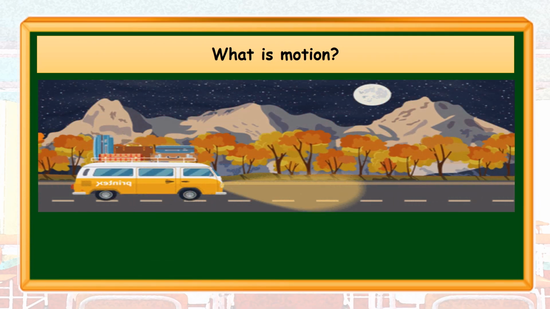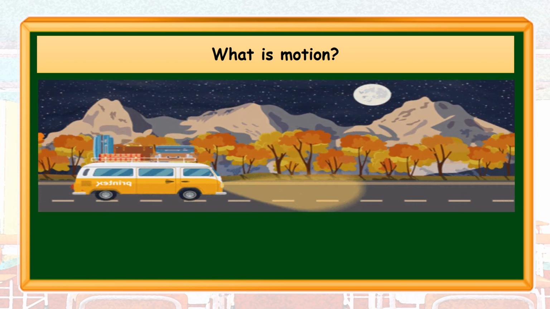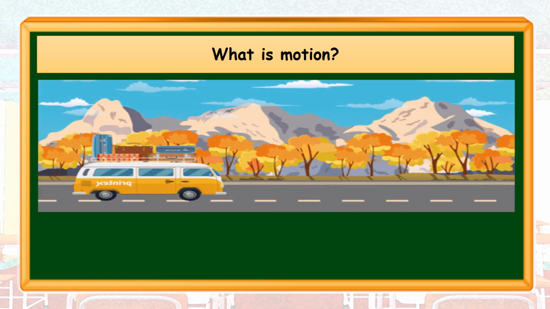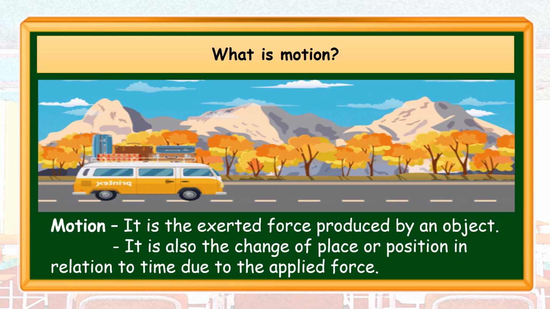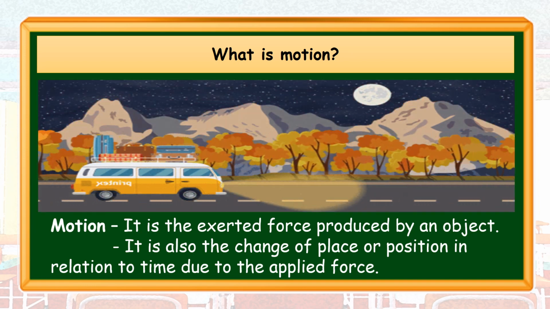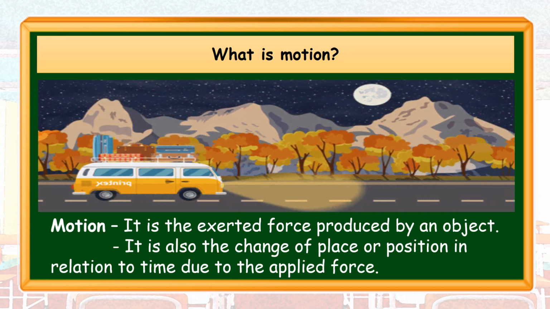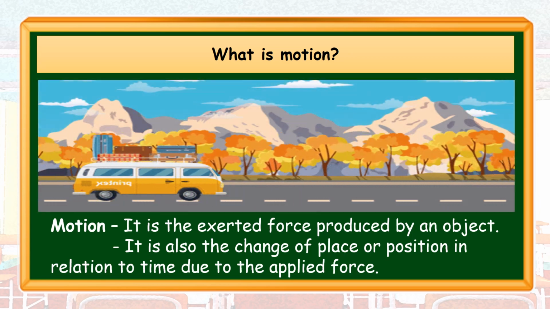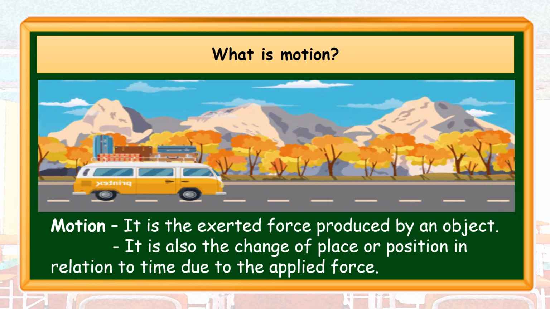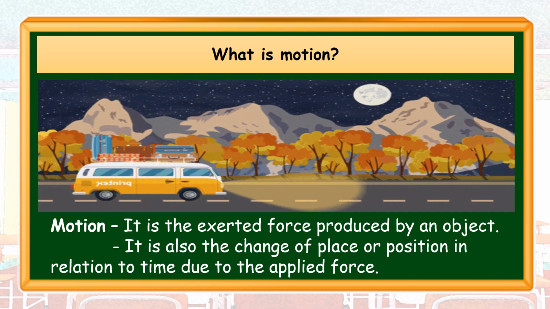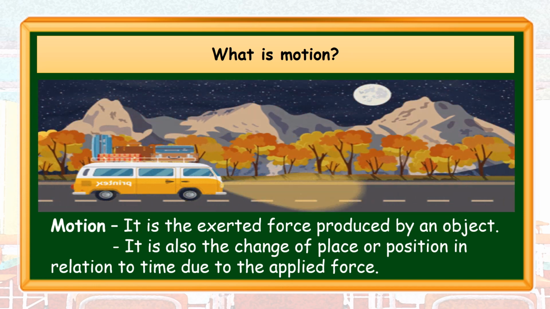Take a look at the illustration. What can you say about it? Yes, you're correct. The car exhibits motion. Then what is motion? Motion. It is the exerted force produced by an object. It is also the change of place or position in relation to time due to the applied force. We can say that the object is in motion if an object applies force or changes its position. There are also different kinds of motion depending on its path.